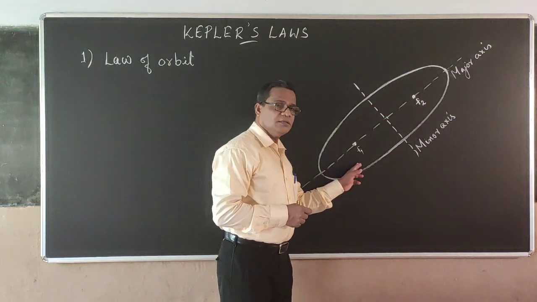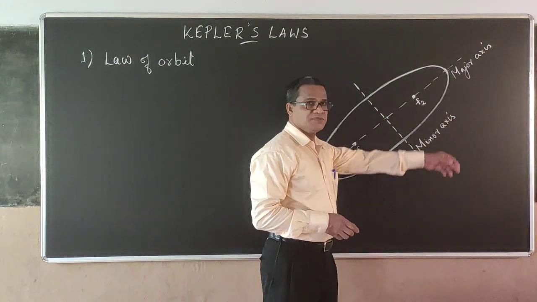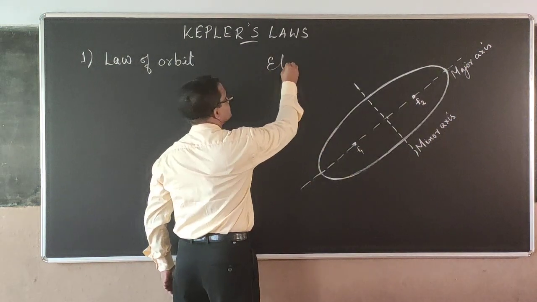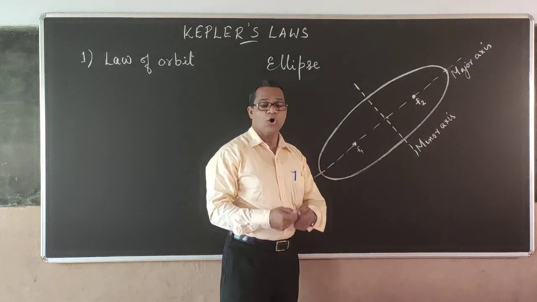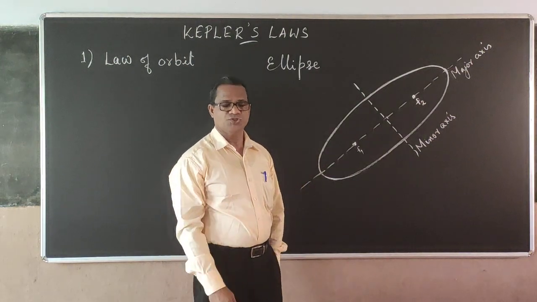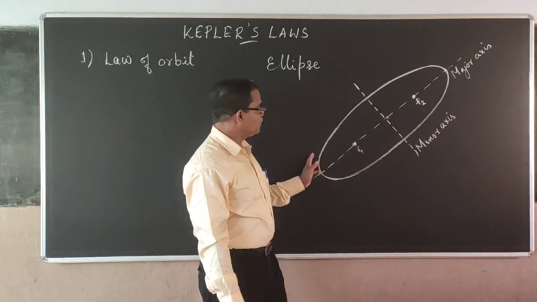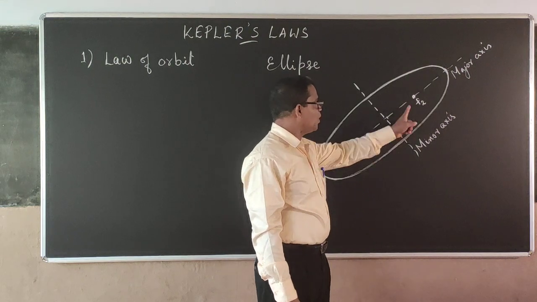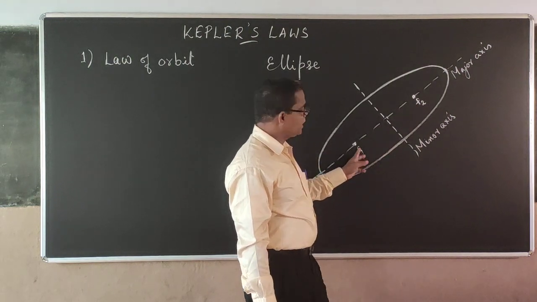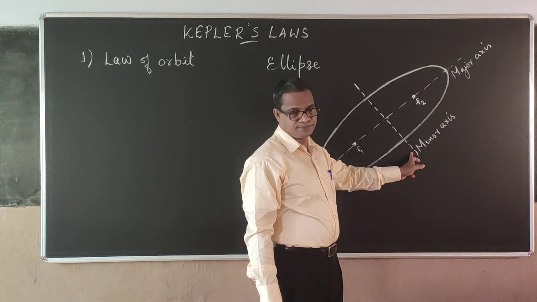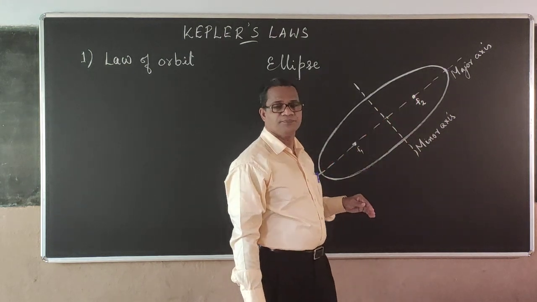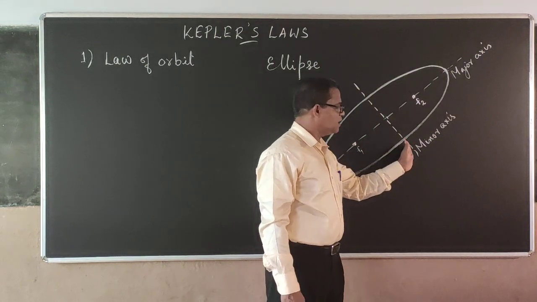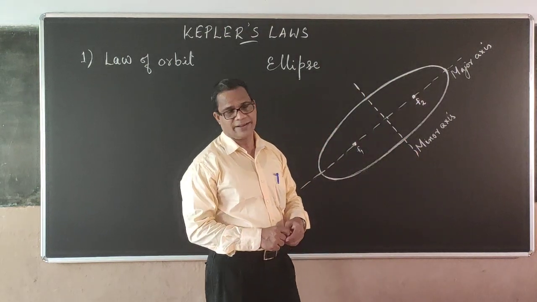Now see, this is an ellipse. An elongated circle, in short we can say. And for the ellipse, there will be two focal points on either side of the minor axis. The lengthy axis is called major axis, and the shorter axis is called minor axis.